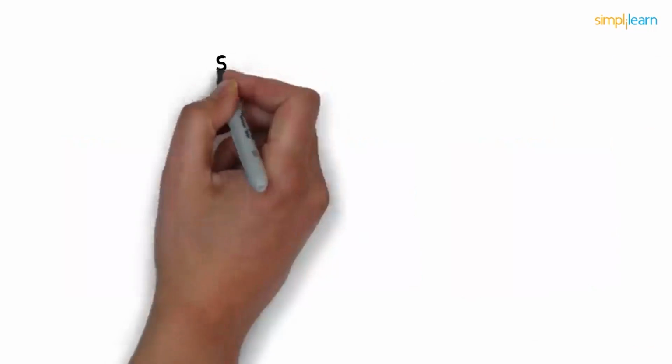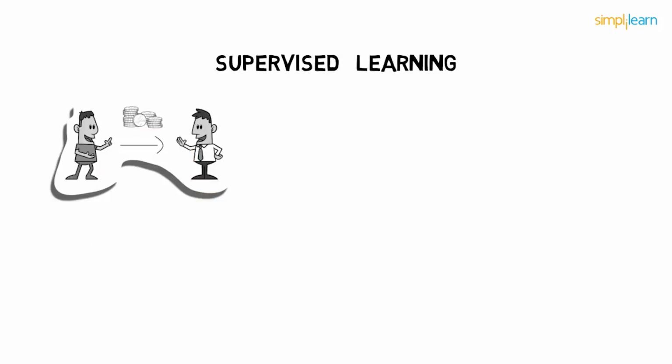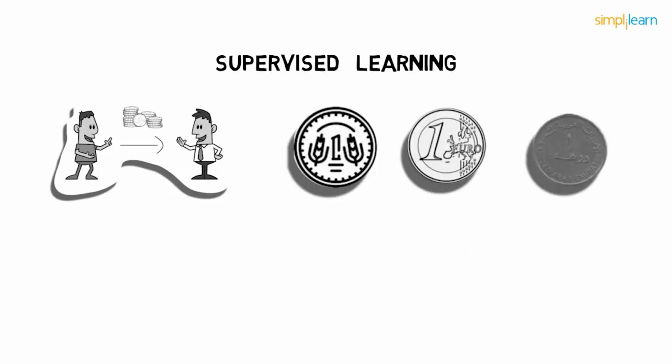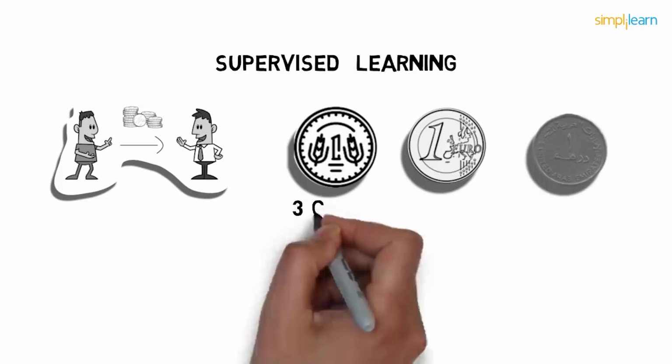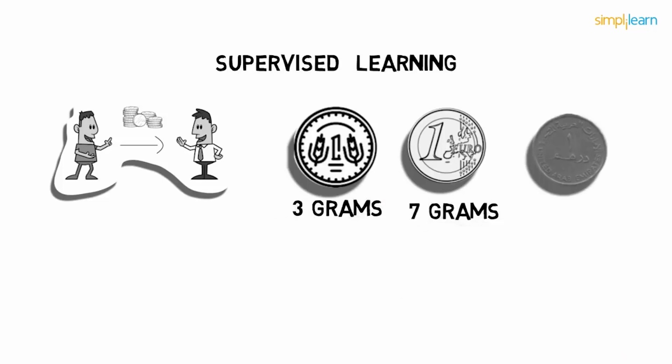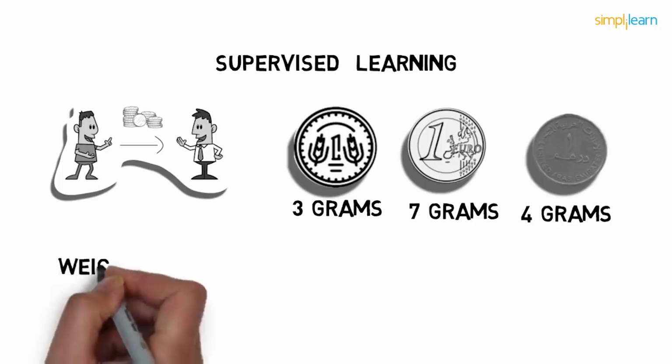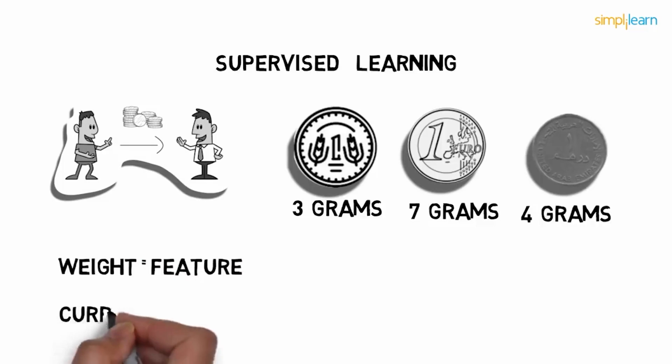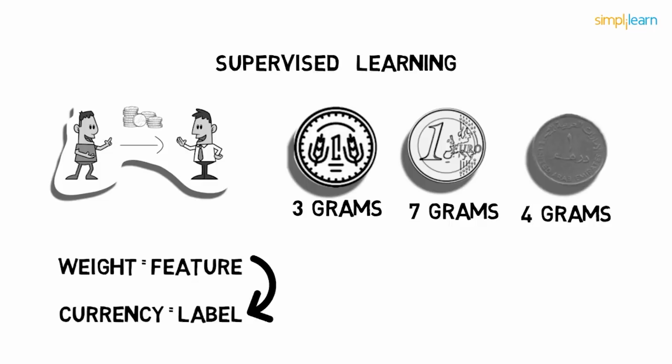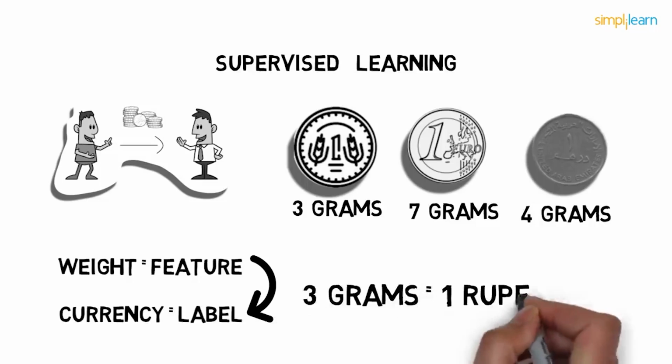Let's first quickly understand supervised learning. Suppose your friend gives you 1 million coins of 3 different currencies, say 1 rupee, 1 euro and 1 dirham. Each coin has different weights. For example, a coin of 1 rupee weighs 3 grams, 1 euro weighs 7 grams and 1 dirham weighs 4 grams. Your model will predict the currency of the coin. Here, your weight becomes the feature of coins, while currency becomes their label. When you feed this data to the machine learning model, it learns which feature is associated with which label. For example, it will learn that if a coin is of 3 grams, it will be a 1 rupee coin.